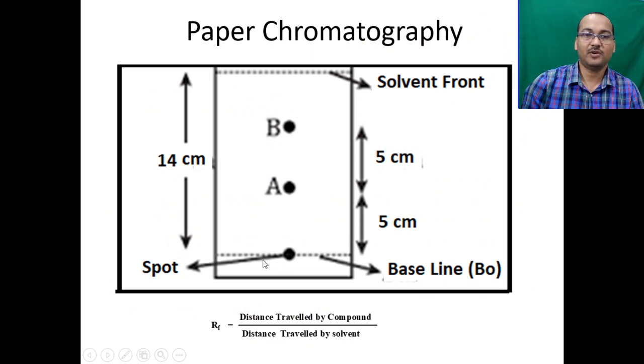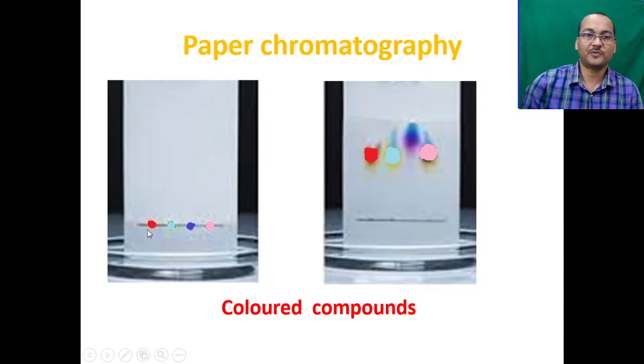So here is the diagram. Here you can see the baseline, and at this point the spot was given where the mixture of compounds was put using a capillary. When we allow the solvent to travel, compound A traveled this much distance and compound B has traveled this much distance, and this is the distance from the baseline to the solvent front, around 14 cm here. So suppose we spot colored compounds, we can see how much distance each colored compound has traveled and the distance traveled by the solvent front.